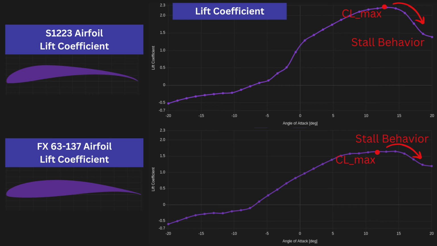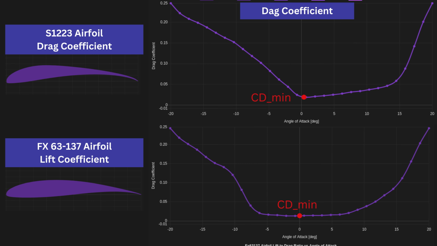Looking at the minimum drag coefficient, both airfoils offer a similar minimum drag, but the FX 63137 maintains a lower drag over a higher angle of attack range. Since our design is not meant for high-speed cruise, the increased drag of the Selig 1223 is not a big penalty, as it allows for an increased maximum lift coefficient.